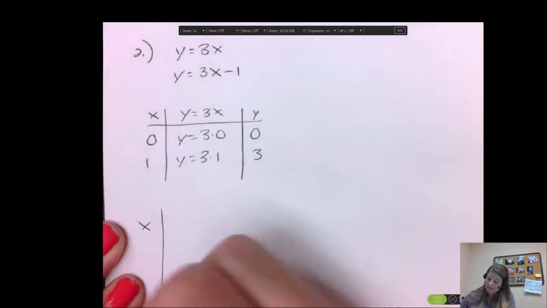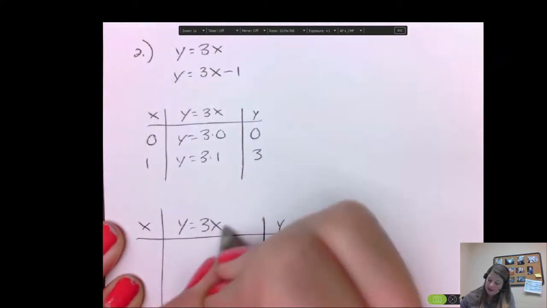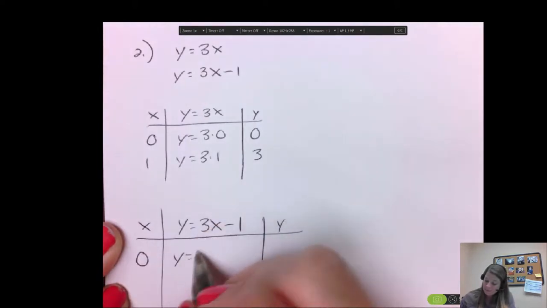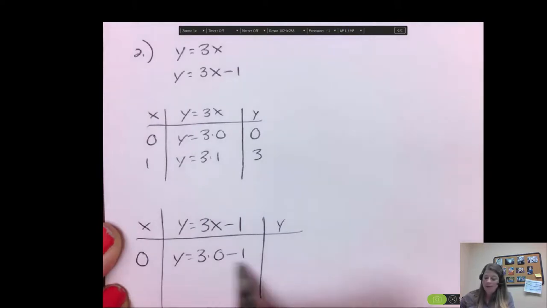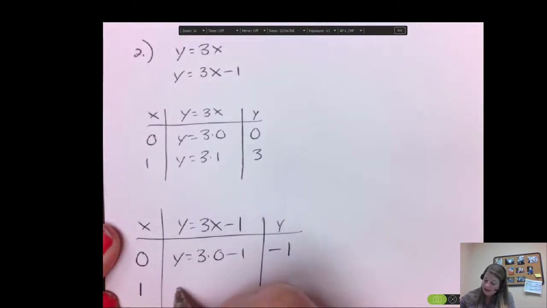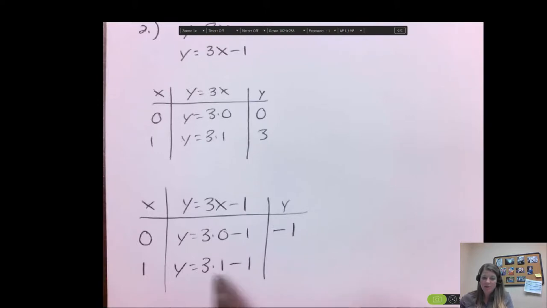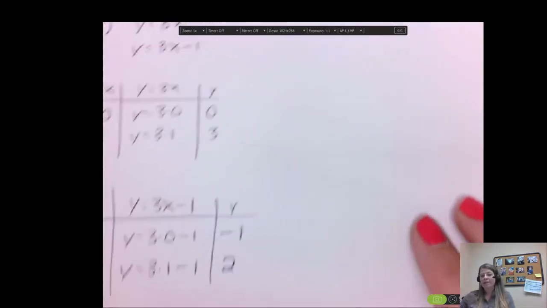Let's look at our second one here, which is y equals 3x minus 1. If I put in 0, I would get 3 times 0 minus 1. 3 times 0 is 0. 0 minus 1 is negative 1. Maybe I put in 1, so then I'd have y equals 3 times 1 minus 1. Start with your times, so 3 times 1 is 3. 3 minus 1 is 2. So here's the points of our line.